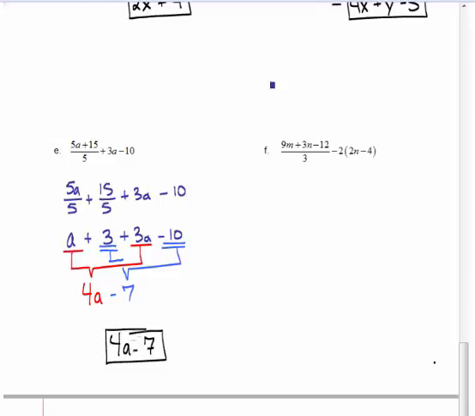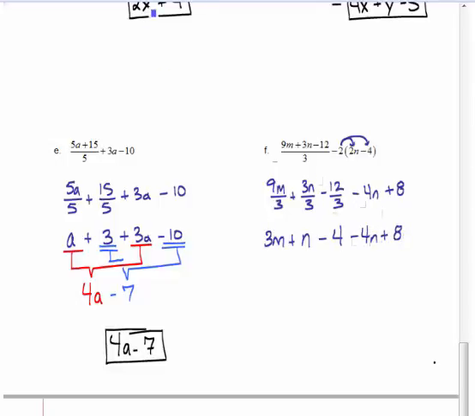Alright, same concept on the next one, just a little bit bigger problem, and it's also got distribution, so let's try each one of these. So first I'll have 9m over 3 plus 3n over 3 minus 12 over 3. While we're here, why don't we go ahead and distribute the negative 2. So that's negative 2 times positive 2, that would be negative 4n, and negative 2 times negative 4, that would be plus 8. Alright, let's clean this up a step further. 9 divided by 3 would be 3m, plus 3n divided by 3 would just be n, minus 12 divided by 3, that would be 4, minus 4n plus 8. I just brought those down, so I clean those up.